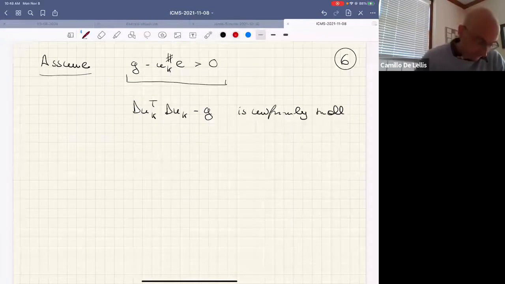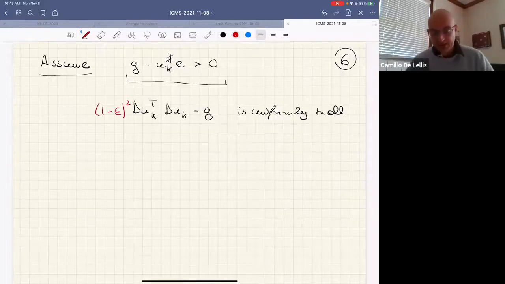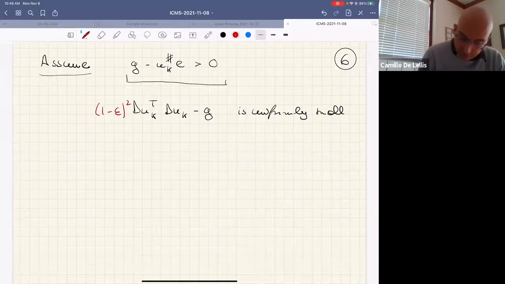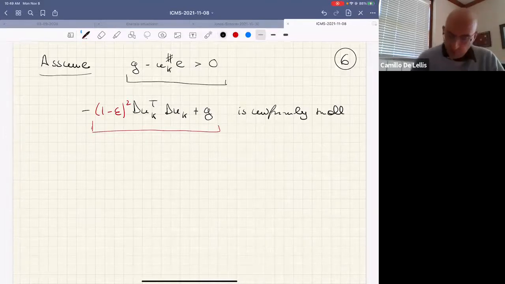If I multiply this one by 1 minus epsilon squared, and epsilon is positive and sufficiently small, I will actually be able to enforce that this quantity over here... it has the wrong sign, sorry. So let me put actually a plus over here and a minus. Without the 1 minus epsilon squared, I know that the difference is small. By multiplying by 1 minus epsilon squared, I can actually make this strictly positive.